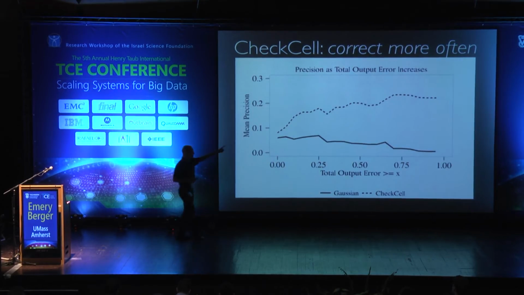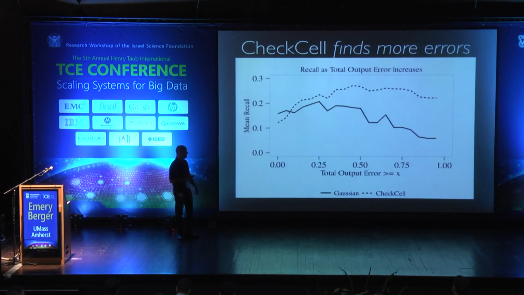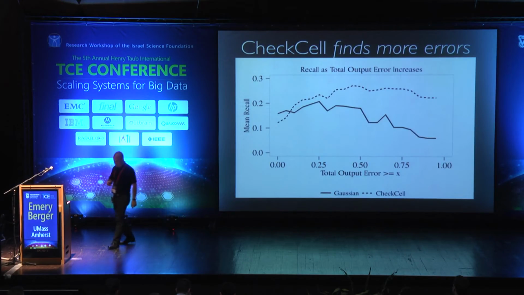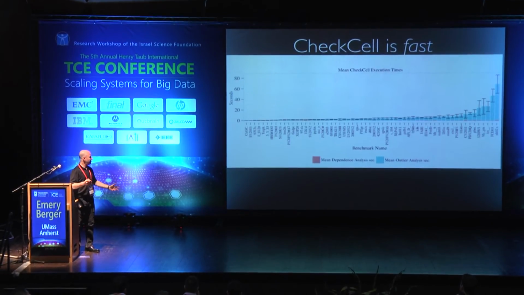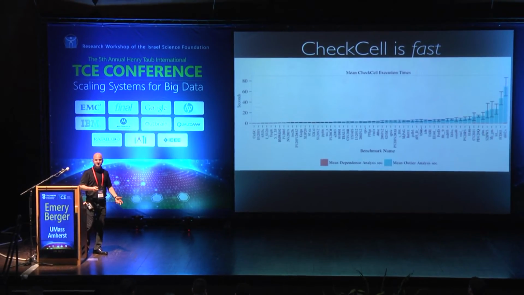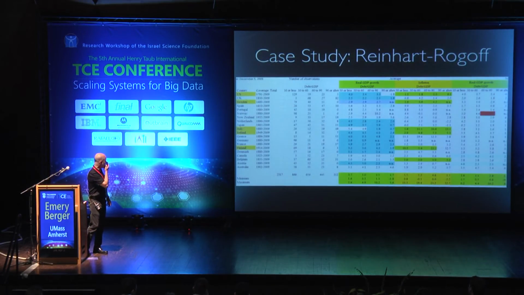The worse your error is, the better CheckCell does. The precision gets higher and higher with CheckCell and lower with the Gaussian approach. And as the error increases, recall also continues to stay high for CheckCell. And it's pretty fast. For most spreadsheets, it operates in under a second. For very, very, very large spreadsheets, like the Reinhart Rogoff spreadsheet, it might take a few minutes, but still completely reasonable. All right, so this is a screenshot of the Reinhart Rogoff spreadsheet.